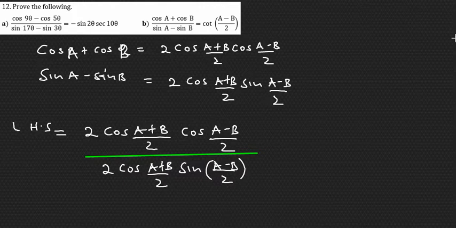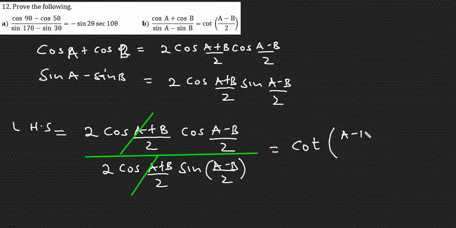So you can easily see that the 2 cos A plus B will cancel, so this gives us a cos over sine, and cos over sine is reciprocal of tan, which is cot. The angle is A minus B over 2. So this is the proof which we have done.